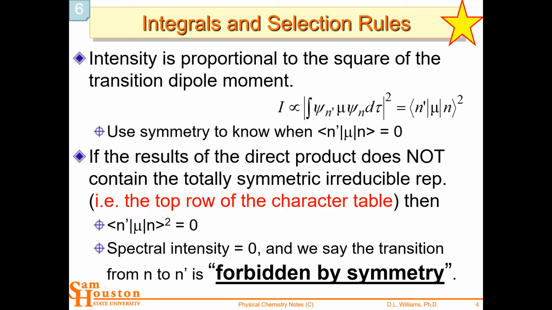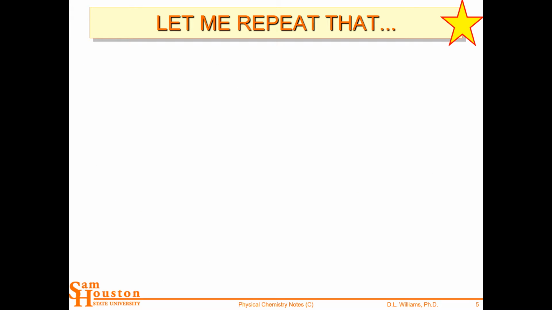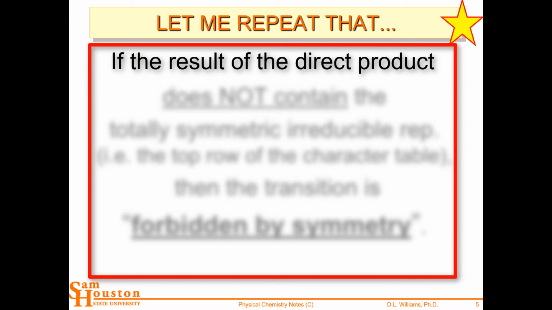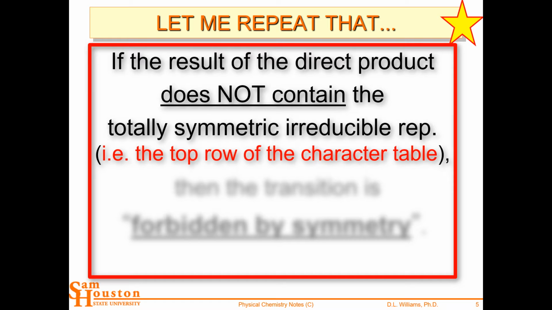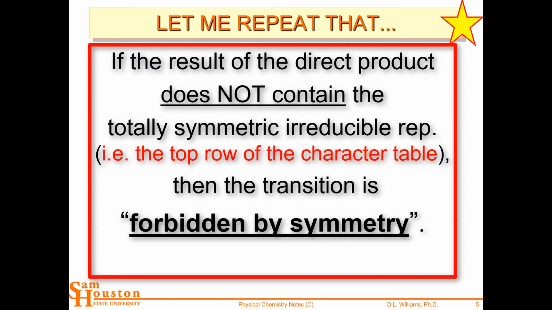This is starred up here, but not only is it starred, I've created a whole new slide just to emphasize that. Let me repeat. If the result of the direct product does not contain the totally symmetric irreducible representation, that's the top row of the character table, then that transition is forbidden by symmetry. Just pay attention to those little stars in my notes. And we're going to get practice doing this today. We're going to come up with the direct products of the wave functions, so you'll understand what that top piece means by doing it. All right, I see people writing.